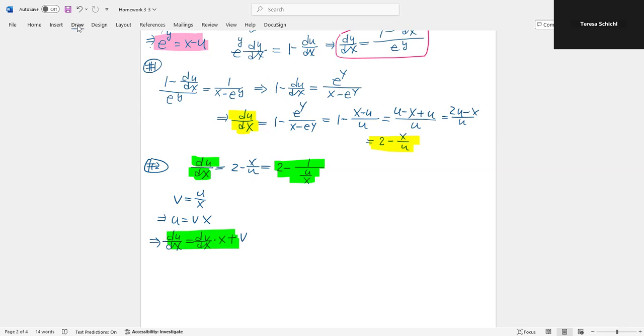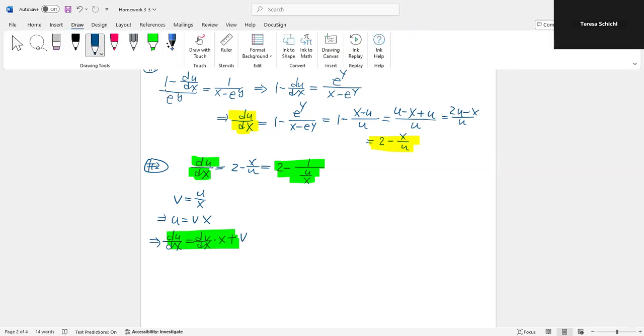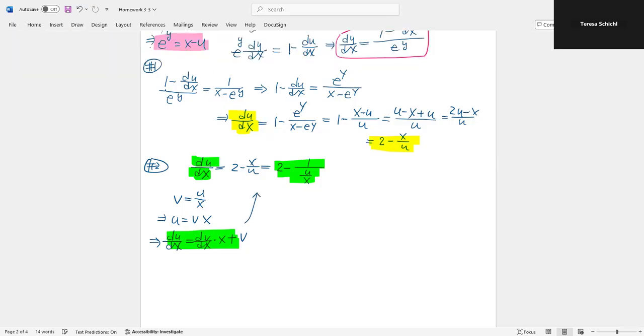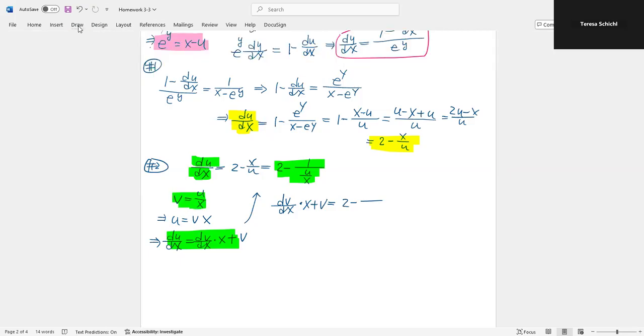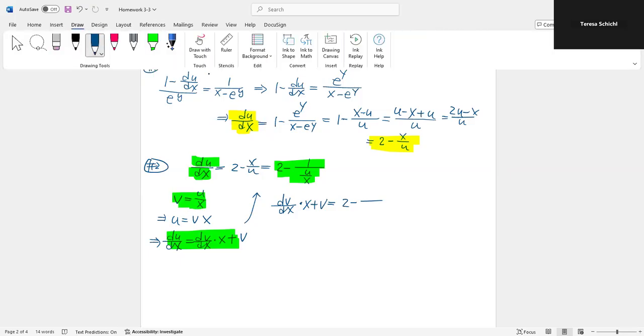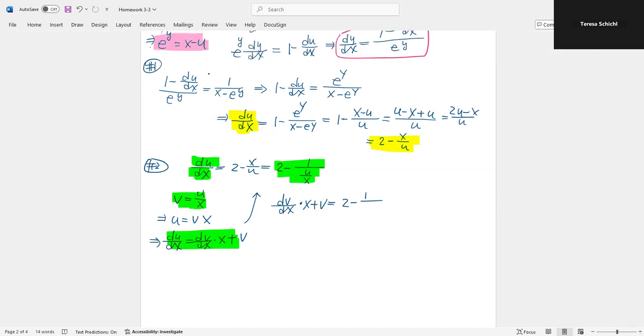So now I will substitute the du/dx. So I will say dv/dx times x plus v is equal to 2 minus u over x. U over x is v, right? So it's 1 over v. Okay, 1 over v here.